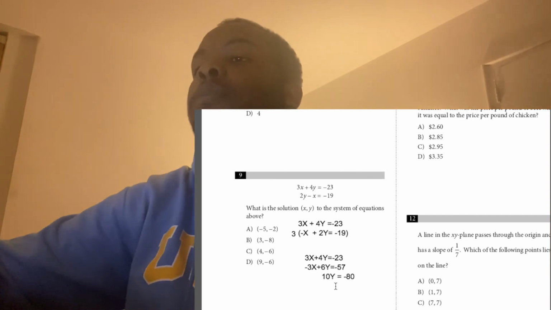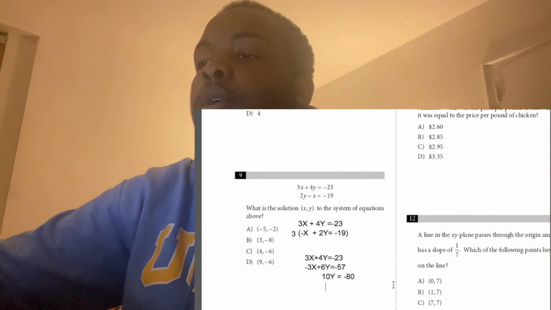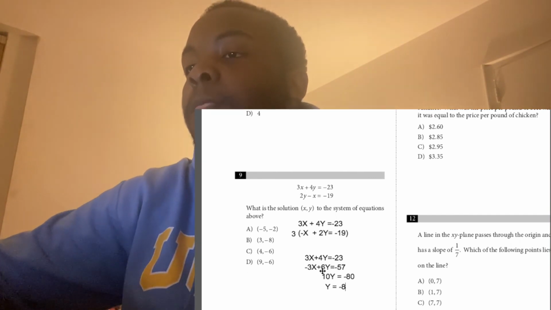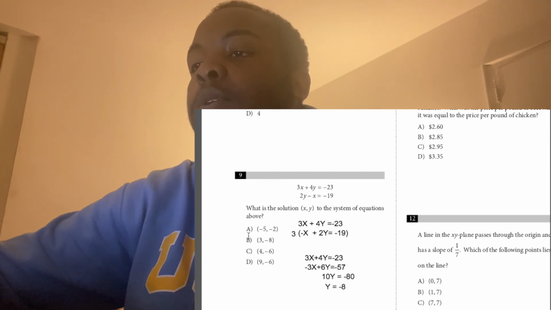There it is. 10y equals negative 80. Y equals negative 8. So the only one that has y equaling negative 8 is B.